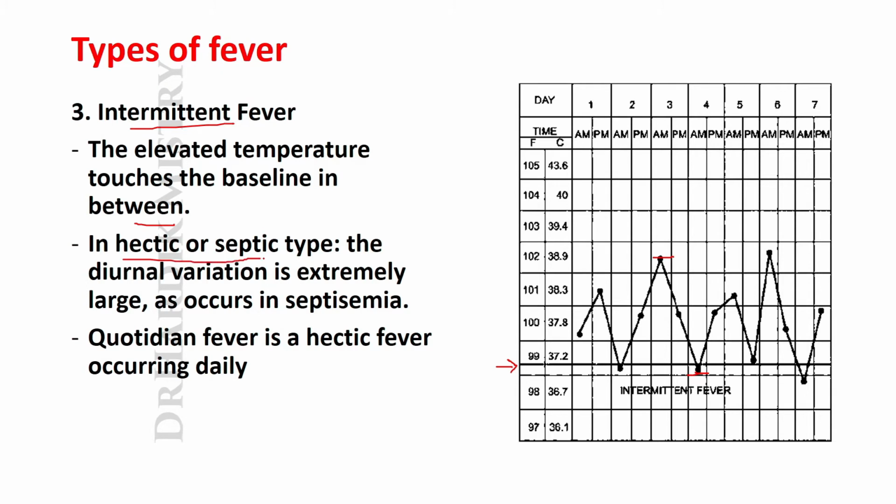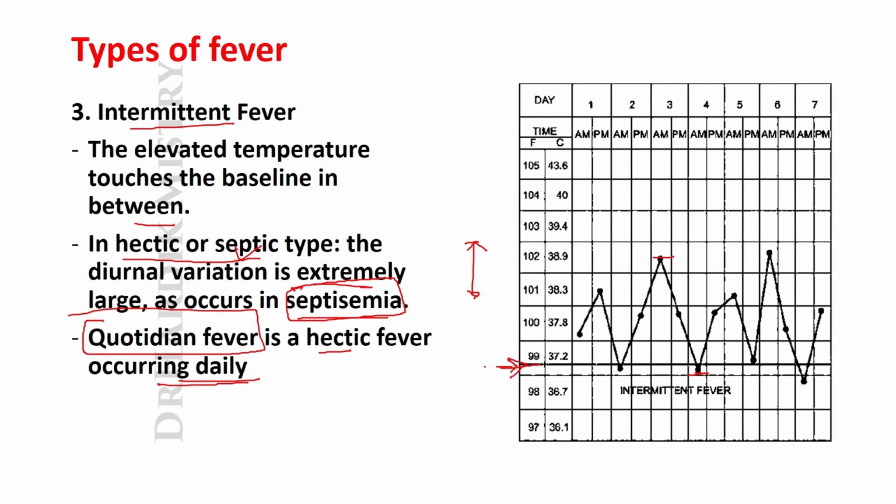In hectic or septic type of intermittent fever, the diurnal variation is extremely large as seen in septicemia. So here in the hectic or septic type of intermittent fever, the diurnal variation, that means up and bottom level, is extremely large, and this type of fever occurs in conditions of septicemia. Quotidian fever is a hectic fever that occurs daily. When the fever of this intermittent type or hectic type occurs daily, then it is known as quotidian fever.